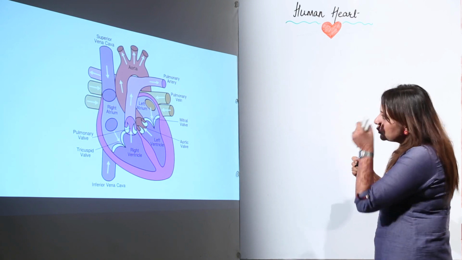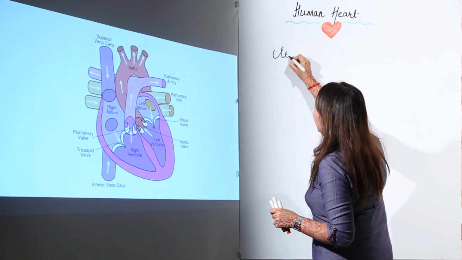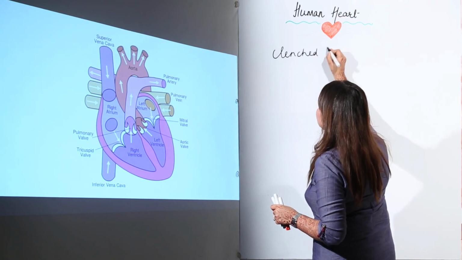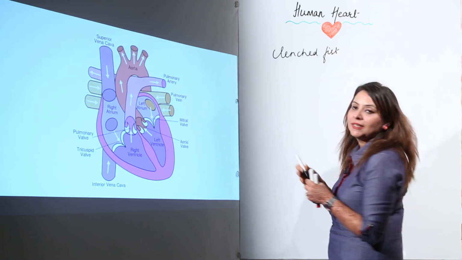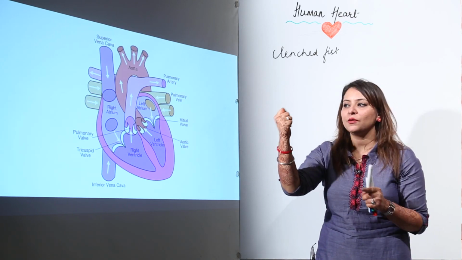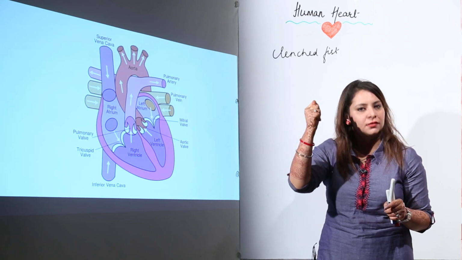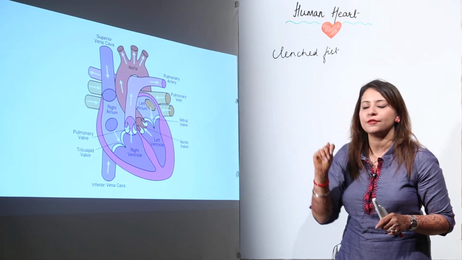First of all, you should know that the size of the heart is just like a clenched fist. Now what is a clenched fist? It's like that. So the size of the heart is generally like this, and the shape is like this. That is the clenched fist.